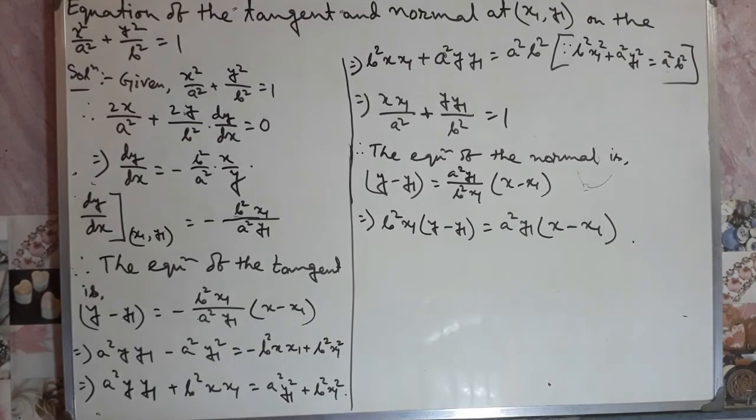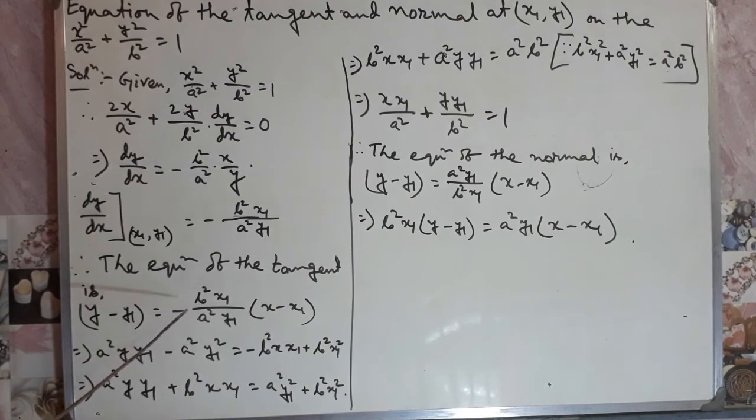We are to find the equation of the tangent and normal at (x1, y1) on the ellipse x²/a² + y²/b² = 1. At first we have to differentiate with respect to x. Then we will get the value of the differential coefficient, that is dy/dx. Then dy/dx at the point (x1, y1), then the equation of the tangent, the formula we know, y minus y1 is equal to dy/dx into (x minus x1).